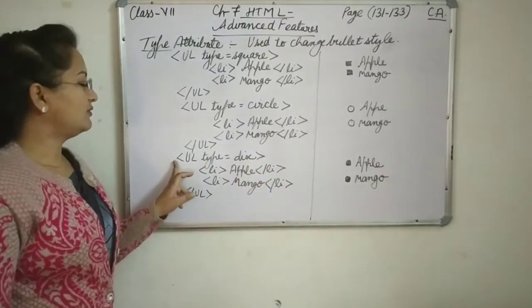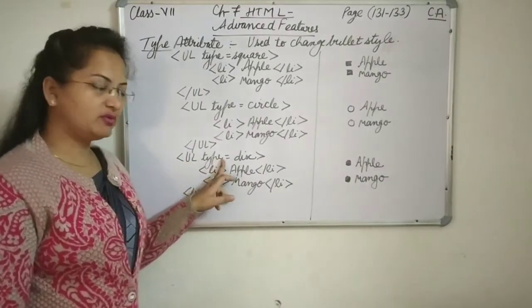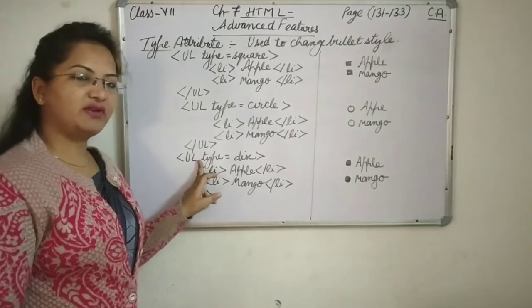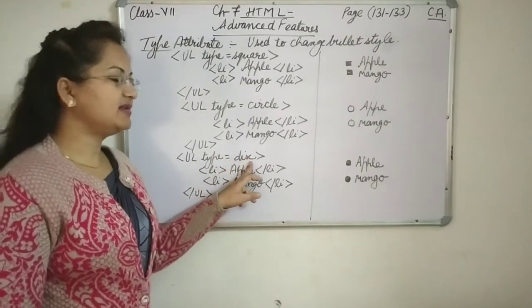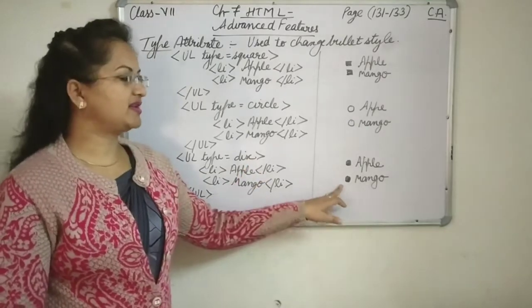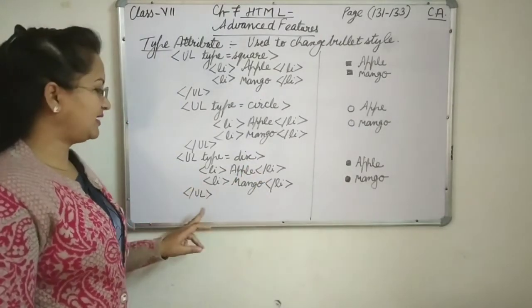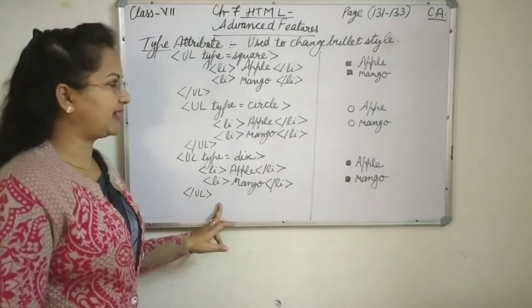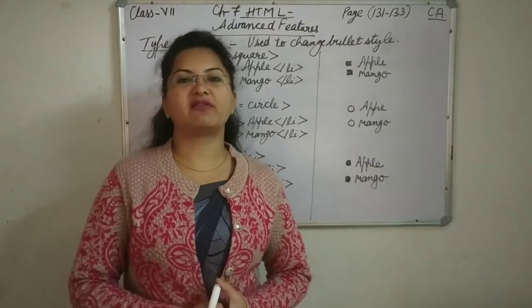Okay, so how to write? UL opening tag, type attribute with space. Attributes we used to write with space. Then equal to and then disk for this type of bullets. Then you can mention list items and then you can close UL tag. So students, I hope you understood the use of unordered list.